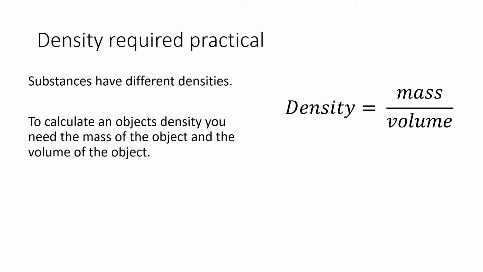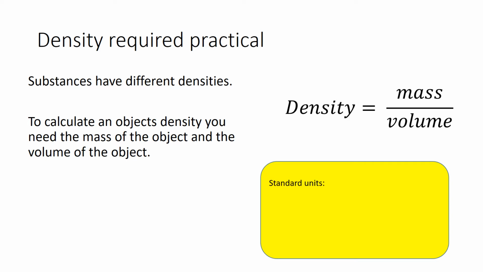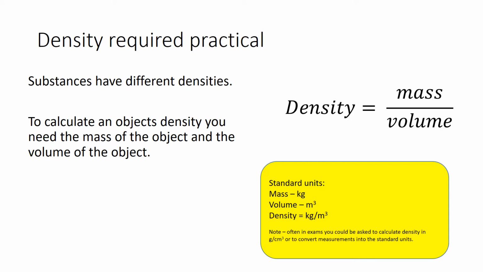Now, just a few notes on this equation. The standard units. The standard unit for mass is kilograms. For volume, it's meters cubed. And density is kilograms per metre cubed, kg/m cubed. However, there is a chance sometimes in an exam where you could be asked to calculate density in grams per centimetres cubed, or also convert measurements into the standard units, kilograms and metres cubed.